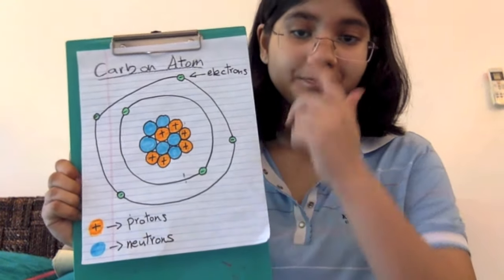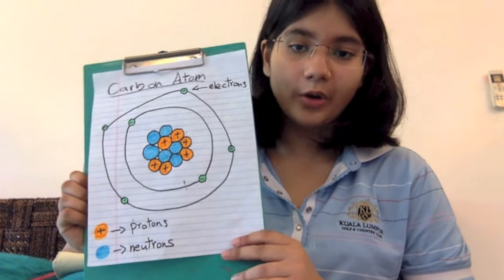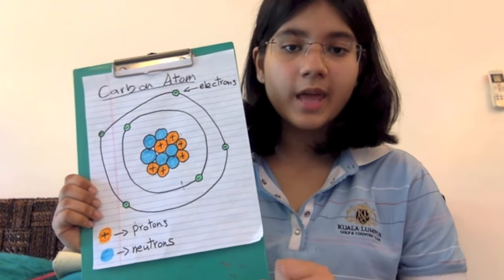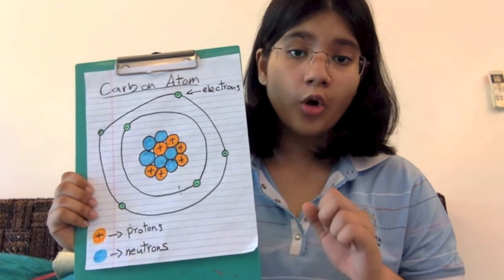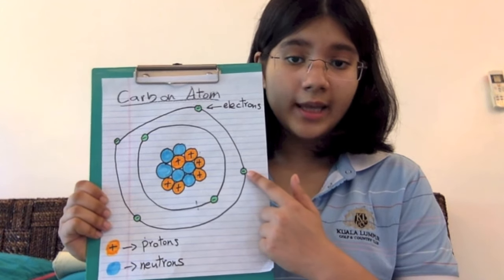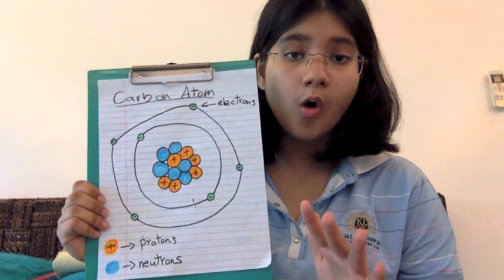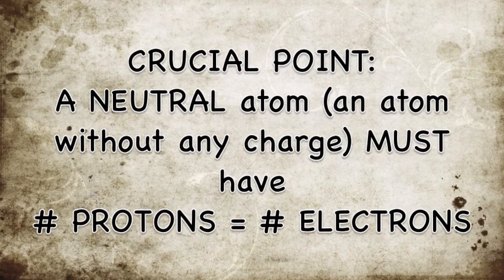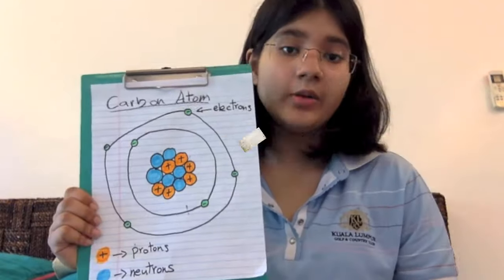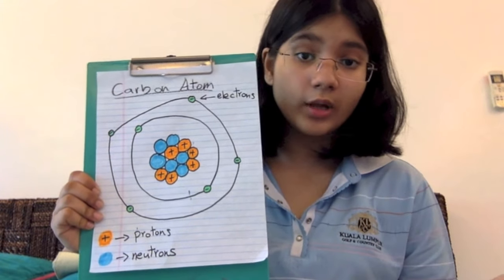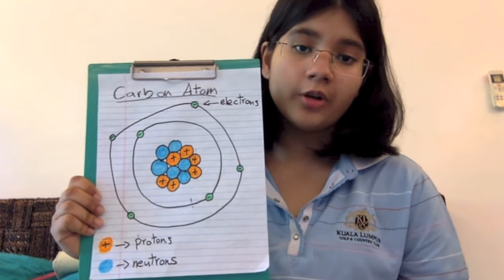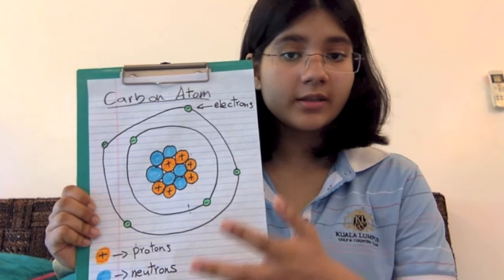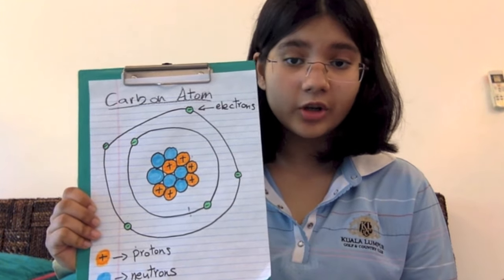So, anyways, something you need to learn is that in a neutral atom, meaning an atom that has no overall charge, the number of electrons and protons will always be the same. This is crucial. You have to have this if you want to have a neutral atom, because neutrons are neutral, so there's no charge in that, but protons are positively charged and electrons are negatively charged.